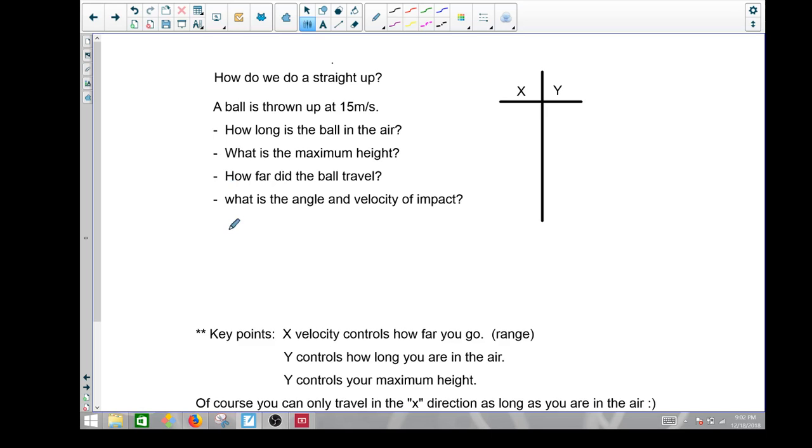Okay. So first, we're just going to solve a couple of problems in a problem where we're just throwing it straight up. This is, I would say, the simplest problem. Okay. Couple key things to remember as we're doing these projectile motion problems.